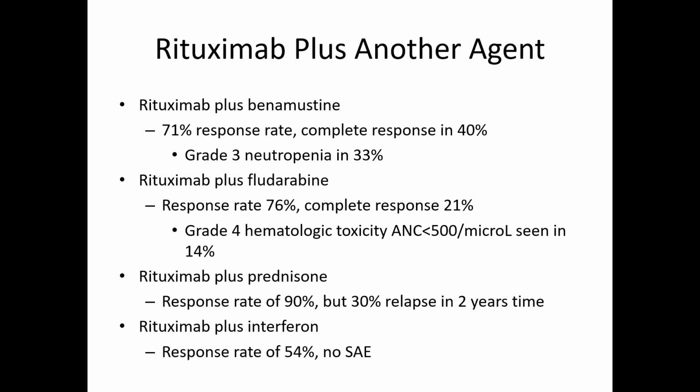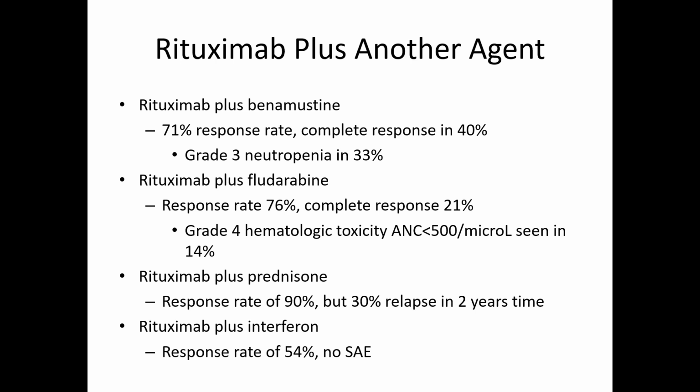There are many different options to choose from, including rituximab plus bendamustine, which has a response rate of about 70%, and you'll see a complete response in approximately 40% of your patient population. The downside to that, as you might imagine, is that patients can become pretty severely neutropenic, which then begets its own set of problems, including potential infection.